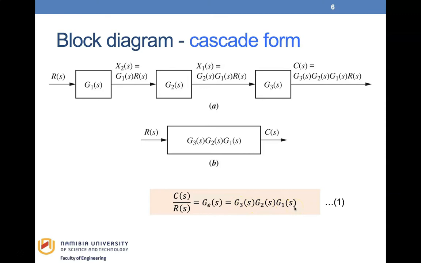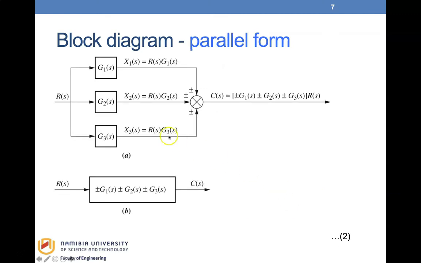This next figure shows an example of a parallel form. We can arrive at the equivalent system by writing the output of each subsystem to reduce the system to figure B. The equivalent transfer function is then given by equation 2.